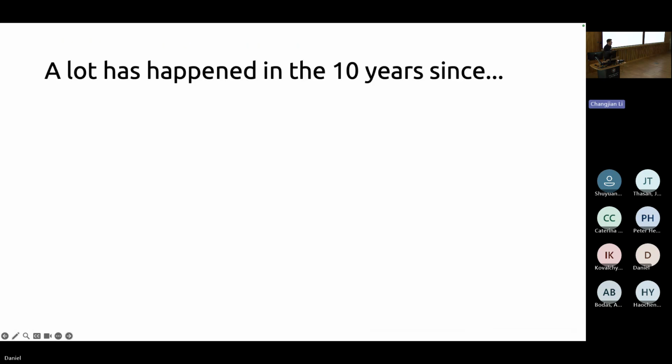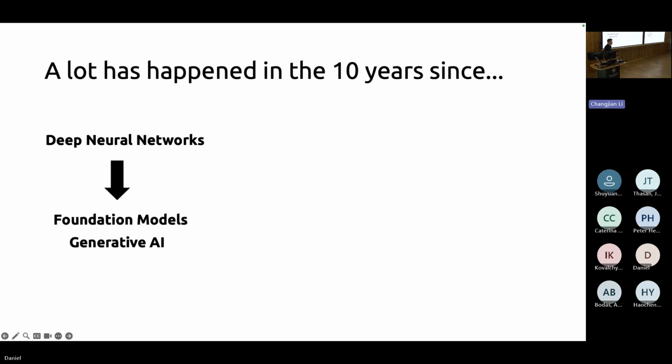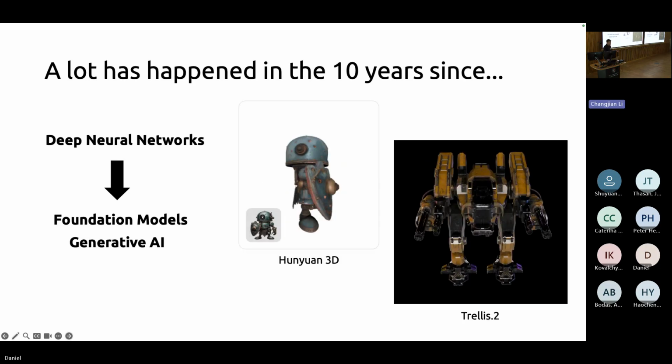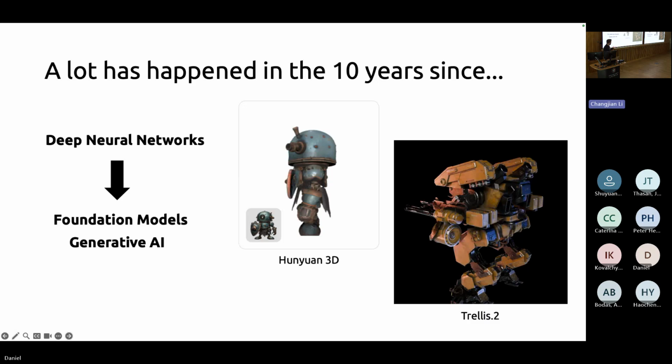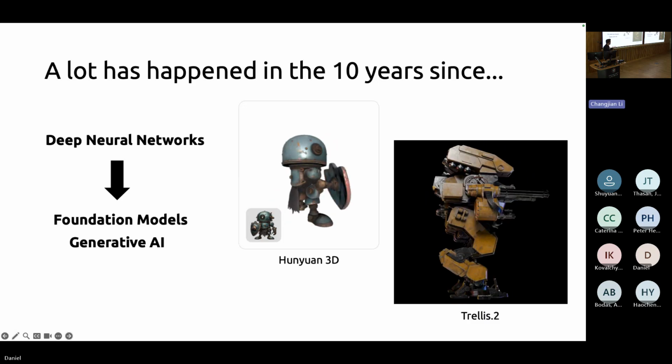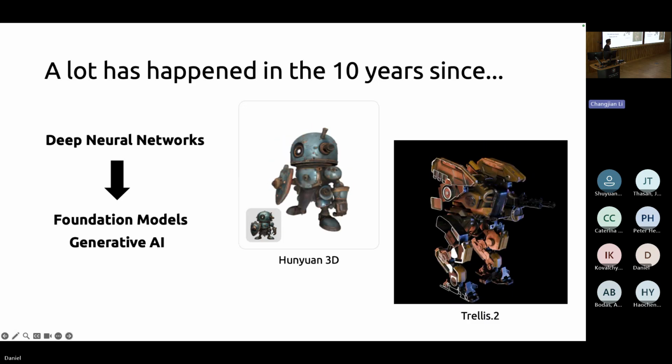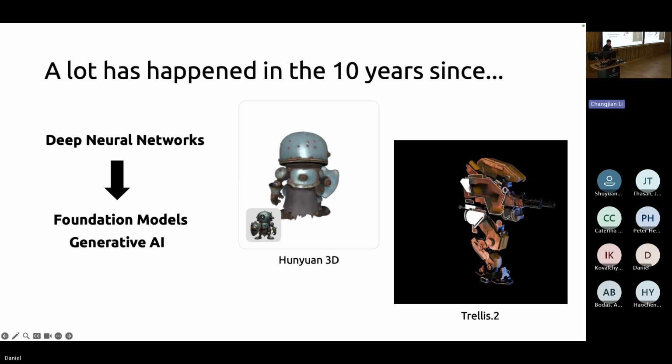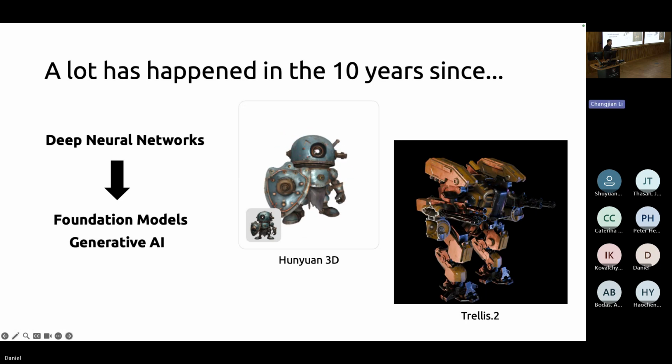So since then, a lot has happened in the 10 years between when I finished my PhD and where we are now. The single biggest obvious thing that's happened is deep neural networks entered the picture. They started taking over a lot of different research fields, including ours. And these networks got deep enough and big enough, and we started calling them foundation models, or more broadly, just generative AI. And now we have really incredible models like Trellis 2, which can take images and produce incredibly detailed, fairly realistic looking 3D objects, which would have been unthinkable a decade ago.